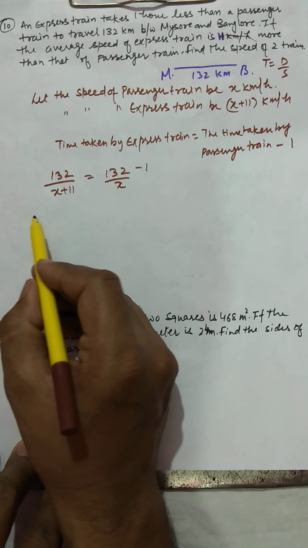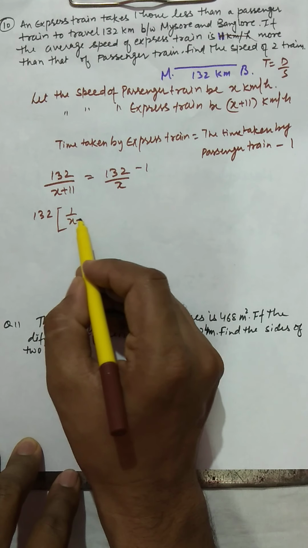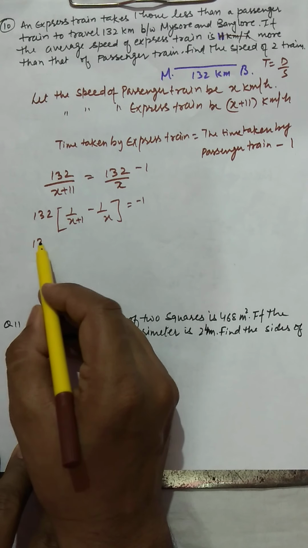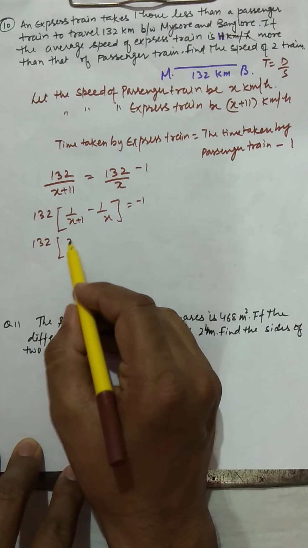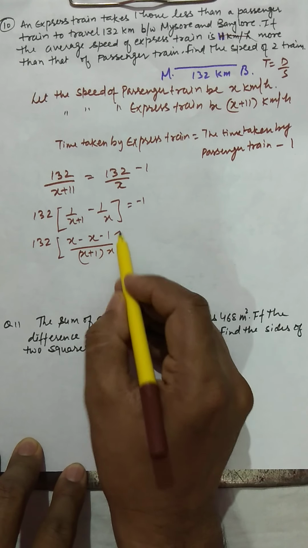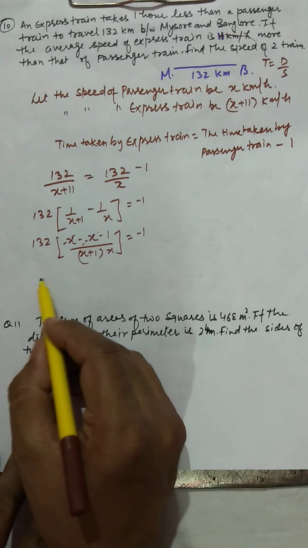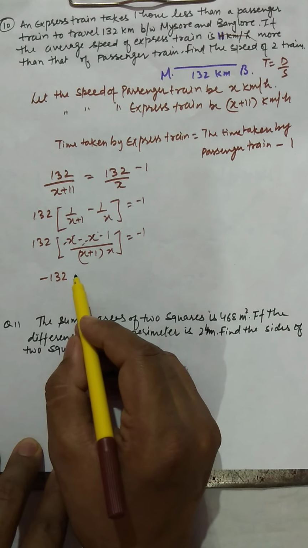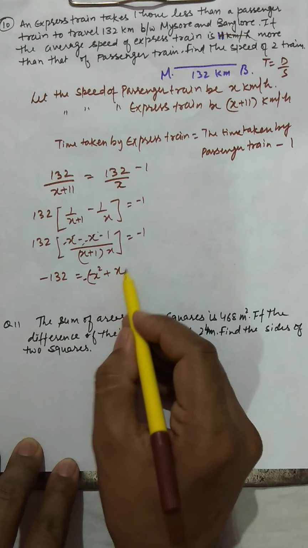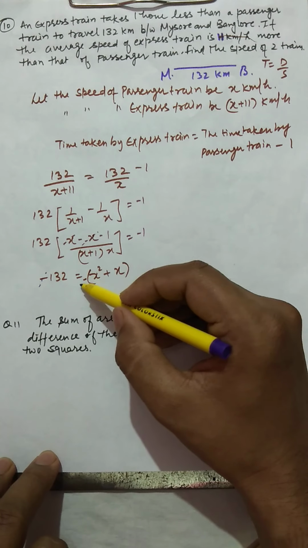So you can simplify this. 132 you can take common, as we have done earlier. So this is 1 upon x plus 11 minus 1 upon x, and this is going to be minus 1. So 132 you bring outside. So this is x minus x plus 11 upon x into x plus 11, and this is going to be minus 1. You can simplify this. So this becomes minus 132, and this side will become, you take minus outside, x square plus 11x. Why have I taken minus outside? So that you can cancel this minus 1 with minus 1.